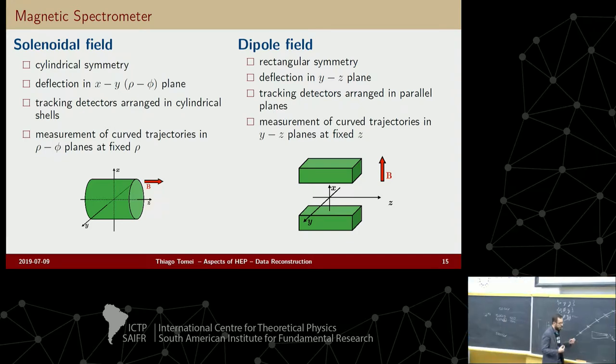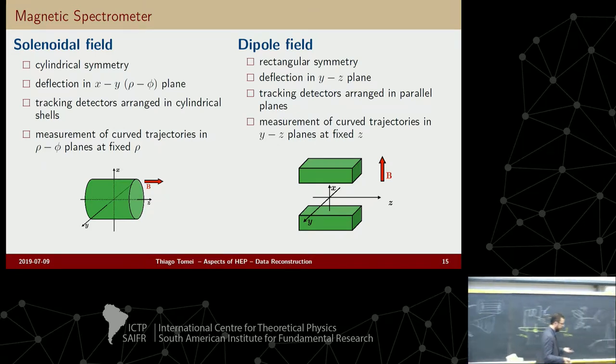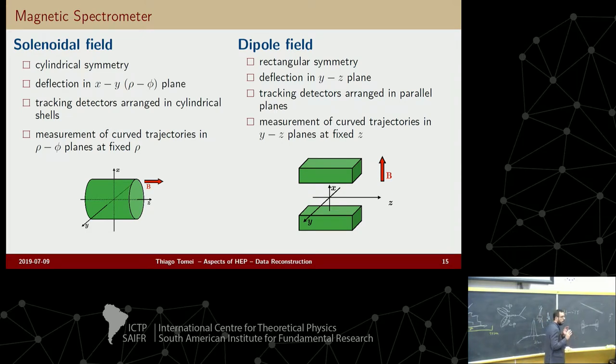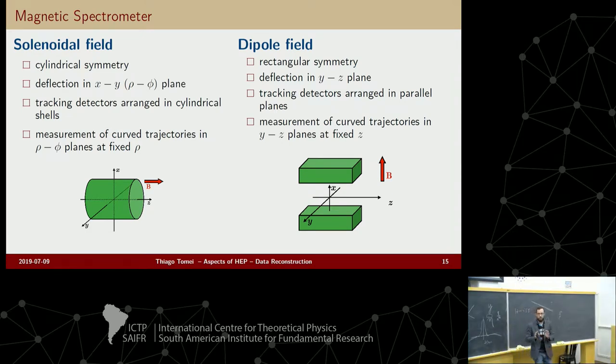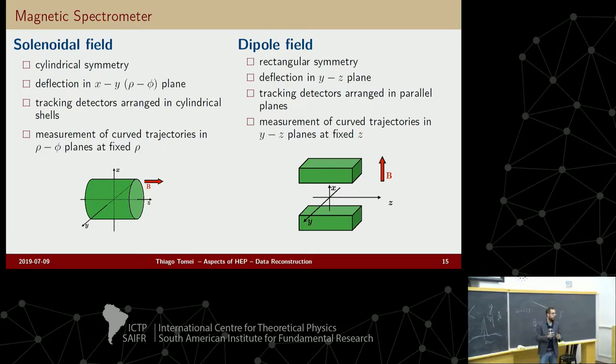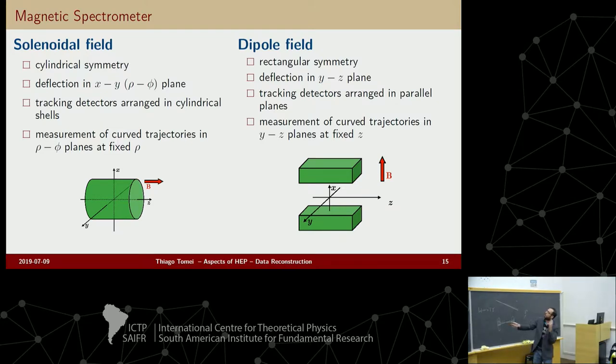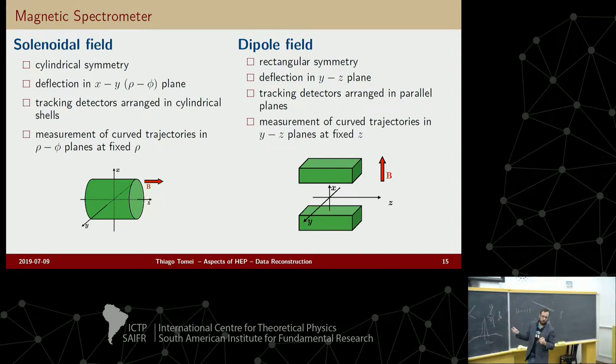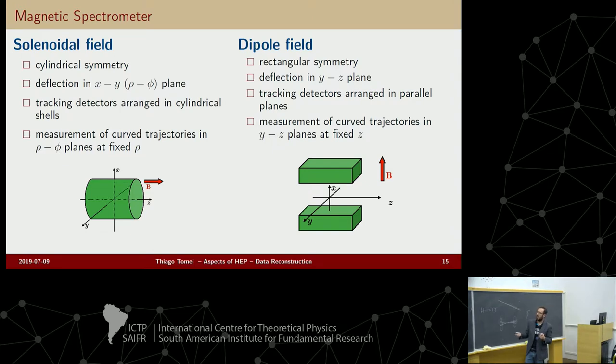On the other hand, if you have a fixed target experiment, or in the case of LHCb, an experiment which is just looking at the forward region, LHCb is like that because they are searching for phenomena related to beauty hadrons, and those are mostly produced in the forward direction, so at very high rapidity. So they have a dipole configuration instead. They can afford to have a rectangular symmetry. The deflection is in the YZ plane instead. And they simply put a lot of parallel planes to track the particle at fixed Z. This is actually a bit easier, because in one of the coordinates, it's just a straight line.